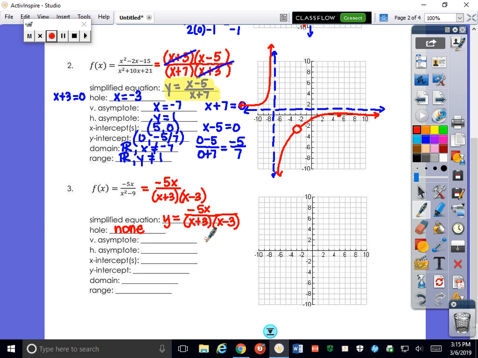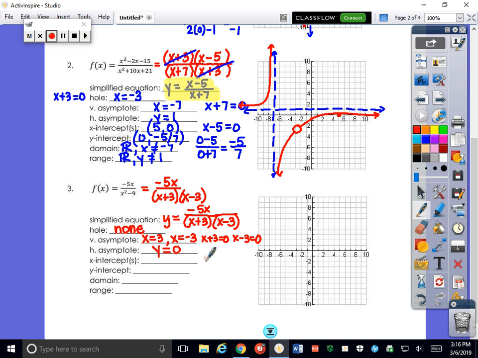Vertical asymptote, we've got to take the denominator and set it equal to 0. So we're going to do x plus 3 equals 0 and x minus 3 equals 0. We have 2 of them. So this is one of those special cases. Okay. Horizontal asymptote is the degree. So if you look at the degree, we've got 1 x on the top and 2 x's on the bottom. So this is a situation where the bottom is bigger than the top, so your asymptote is at 0.